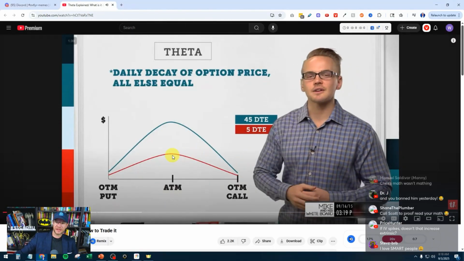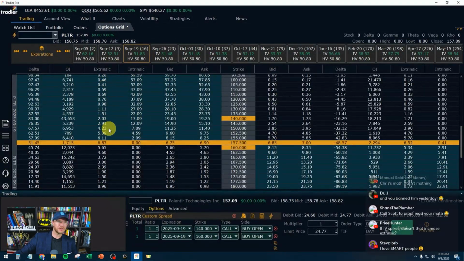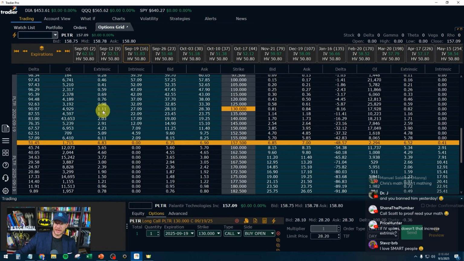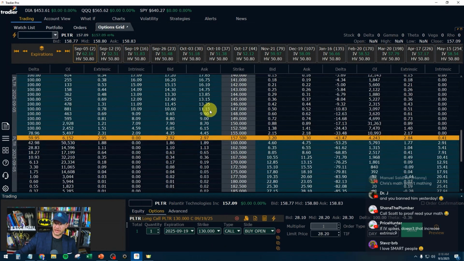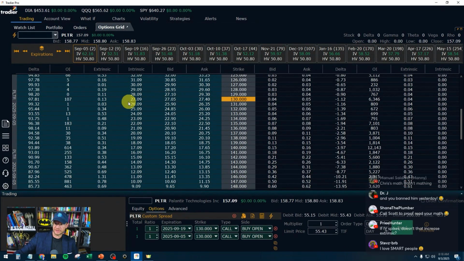Now, the reason that this is lower at 5 days to expiration versus 45 days to expiration is that there's less uncertainty, right? Remember, I just told you that extrinsic value should be considered your uncertainty value. Now, let's look at a couple examples here real quick, right? Let's go to the 130 strike here at 16 days. Has $1.11 extrinsic. Let's go to the 130 strike here at 2 days, has 13 cents of extrinsic.